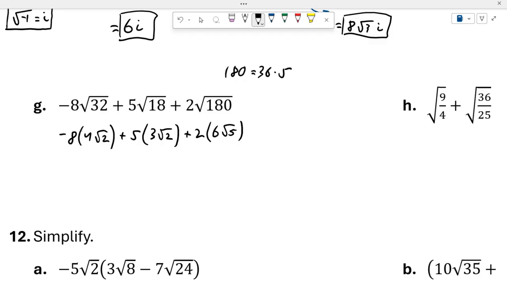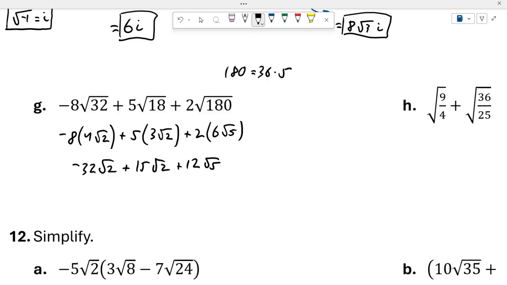Okay, so I'm going to clean up each term. I've got 3 terms here. I'm going to clean up each one. So I've got -8 times 4, that's -32 root 2, plus 5 times 3 is 15 root 2. And then 2 times 6 is 12, and then a root 5. And I'm almost done. If you don't see what we're about to do, I would maybe pause the video for a second and see if you think you know what it is that we're about to do to finish up this problem. Okay.